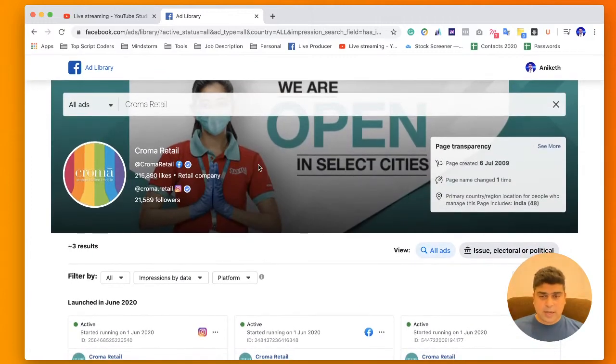This is how you can track your competitors running any kind of social media ads, whether it's on Facebook, Instagram, Audience Network, or Messenger.